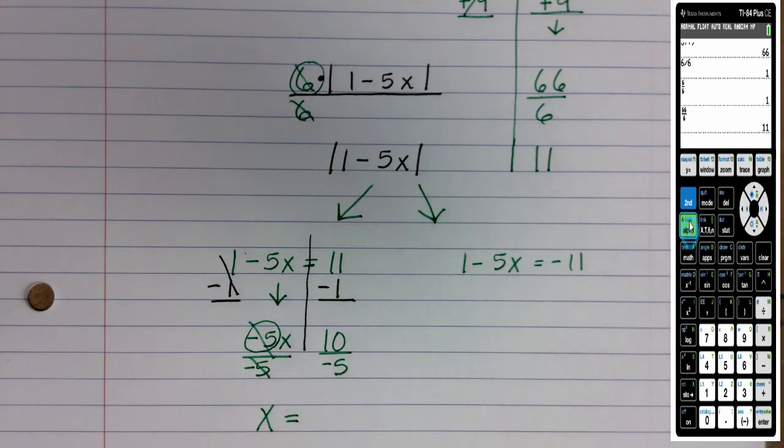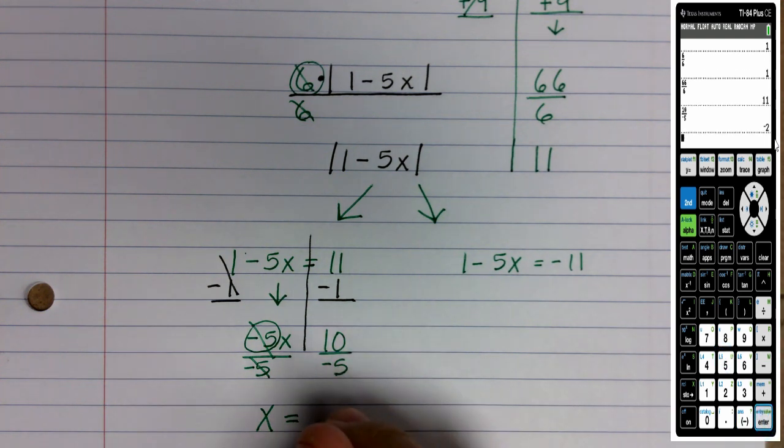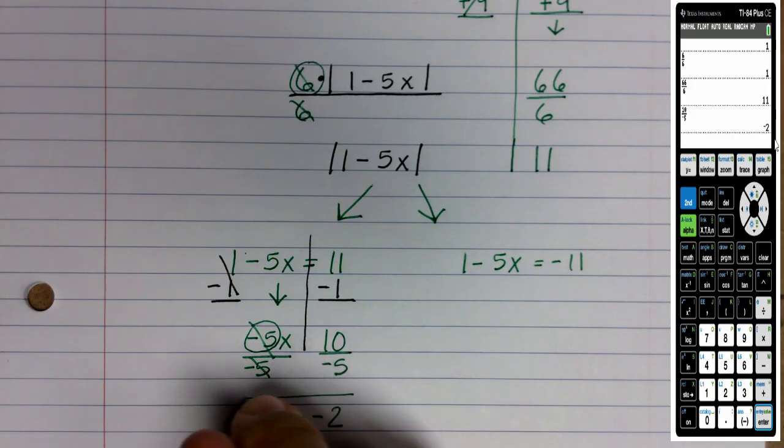So I'm going to use alpha y equals, and I'm going to type 10 in my numerator, and then go ahead and type -5 in my denominator. Hit enter, and notice it gives me -2. So this becomes -2, and that's one of my solutions.